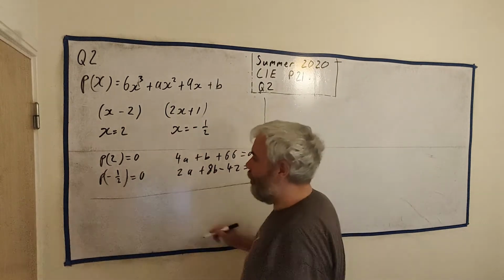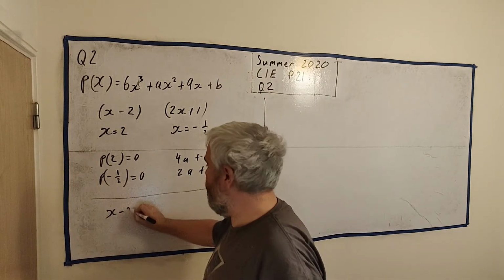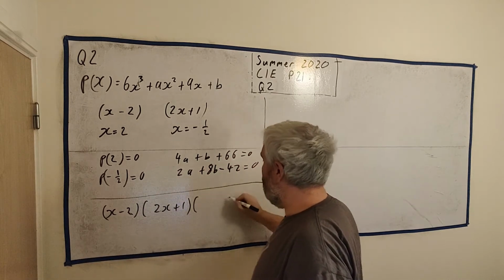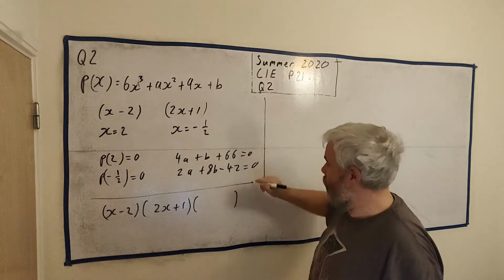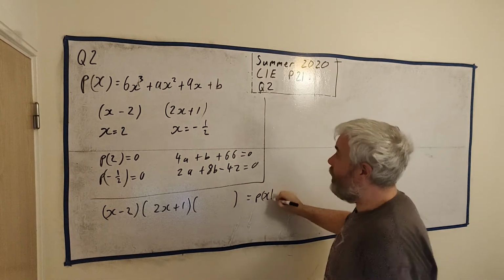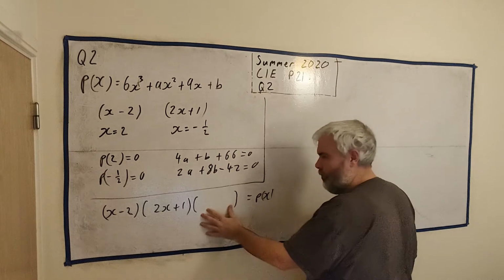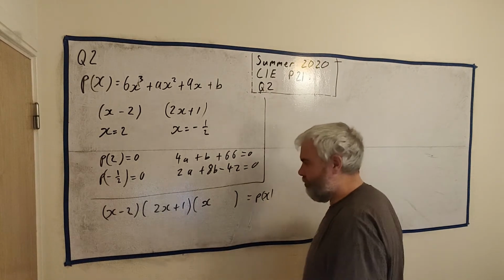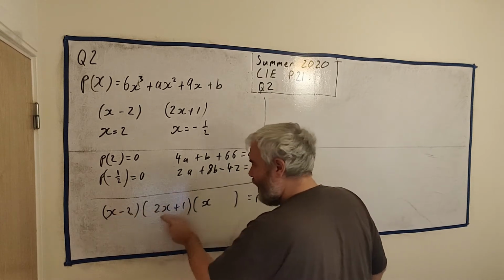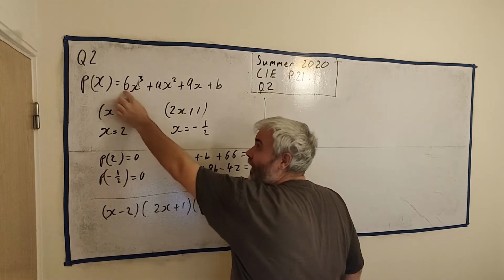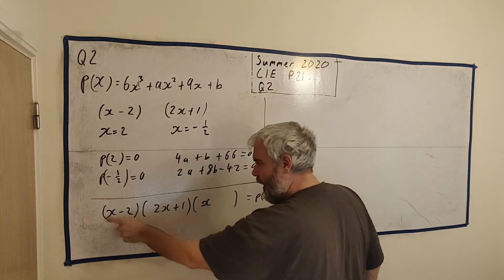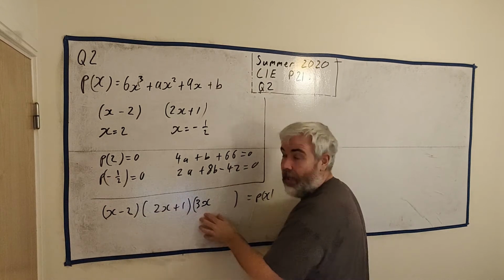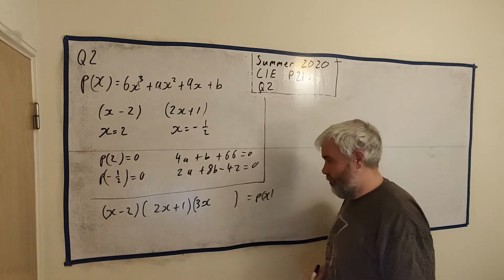When they tell us these two factors, that means x minus 2 multiplied by 2x plus 1 multiplied by something equals p(x). So there's something here, and in fact, I can guess a lot of this. For example, there's going to be an x. Also x by x by x, x cubed. I need a 6 here. So x by 2, well, there must be a 3 here. x by 2x by 3x equals 6x squared.